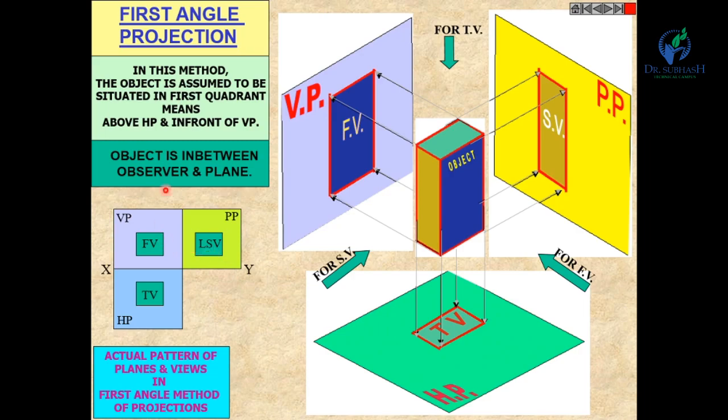So in first angle projection you have to remember that the front view is above the XY line, the top view is below the XY line, the left hand side view is to the right of the front view, and the right hand side view is to the left of the front view.